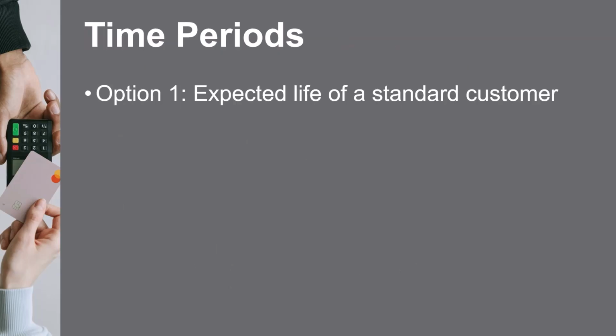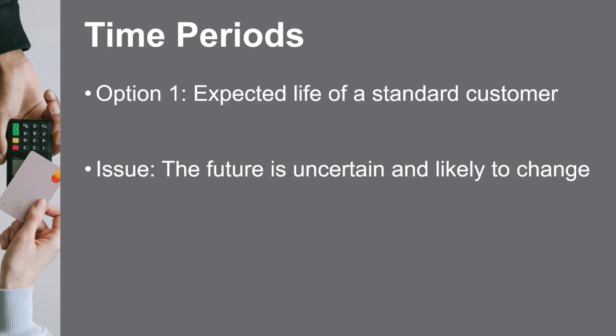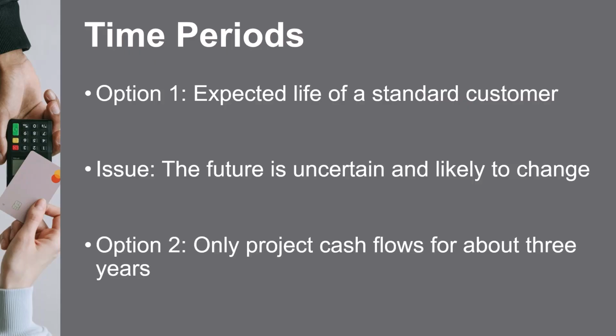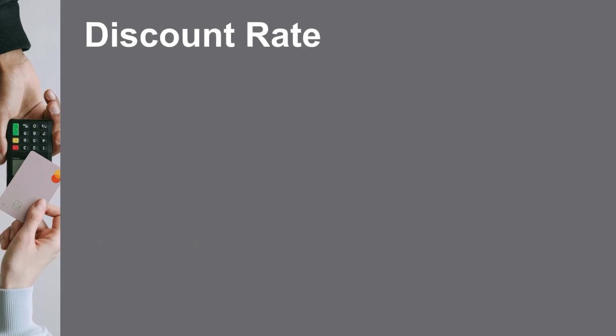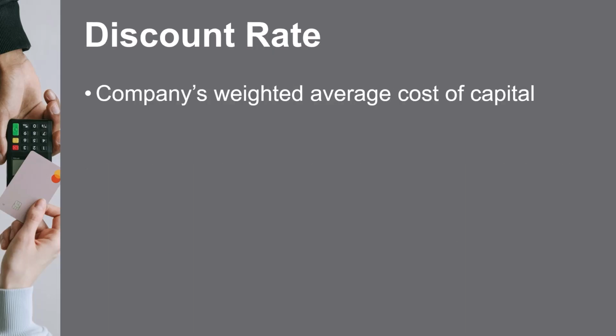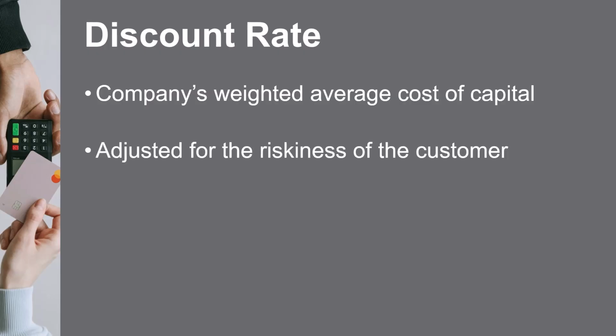One option for the number of periods is the expected life of a standard customer that's part of the customer segment being analyzed. Some would say that the future is very uncertain and likely to change. In this case, you would only project cash flows for something like 3 years. A good starting point for a discount rate in NPV analysis is the weighted average cost of capital of the company. Ideally, that rate would be adjusted up or down for the riskiness of the customer being analyzed.